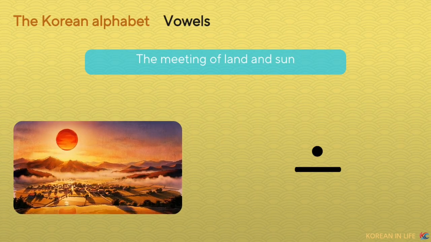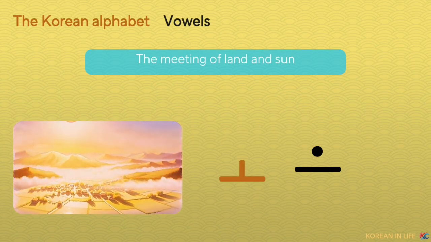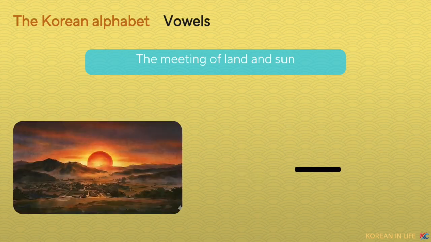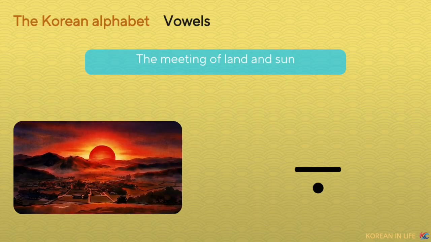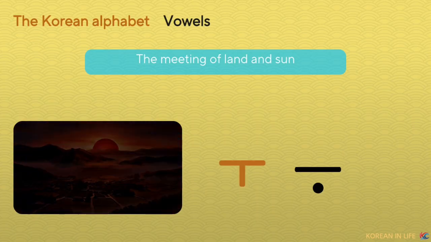The sun rises above the earth. It becomes the upward sound, O. Conversely, the sun falls below the earth. It becomes the downward heavy sound, U. Knowing the direction makes pronunciation easier.